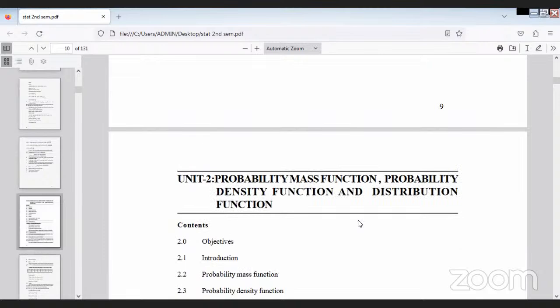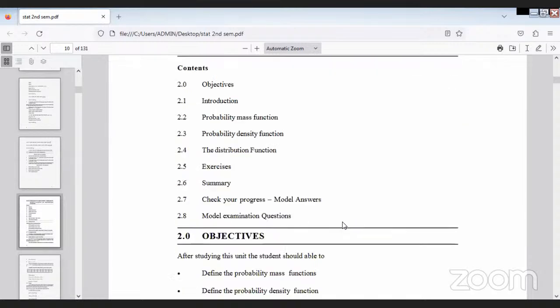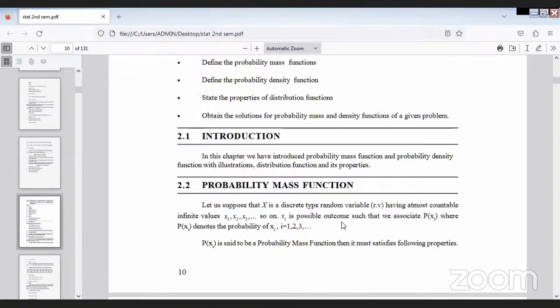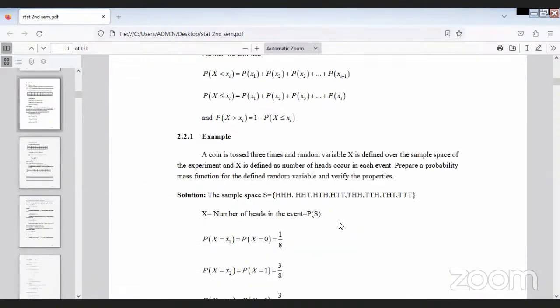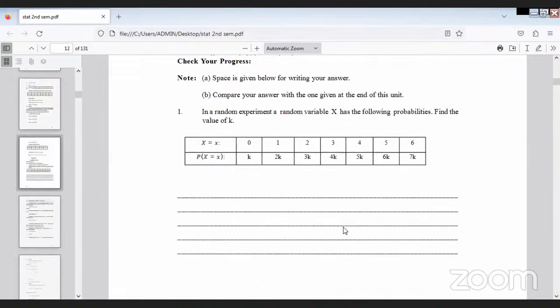What is the probability mass function? What is the definition of PMF? Tell me. PMF is a probability function for the discrete random variables, defined as p of x, summation of p of x. So, what is the probability mass function? You have to write all these details. Examples also they have given here in this problem.